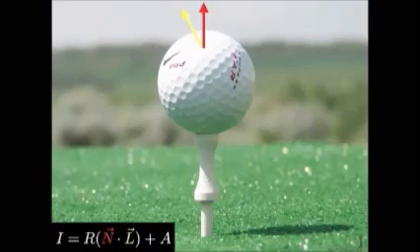So here's a very simple scene. We are outdoors, and there's a golf ball. And if I asked you to guess where the light was that was illuminating that ball, you would probably say, up and to the right. And why would you say that?